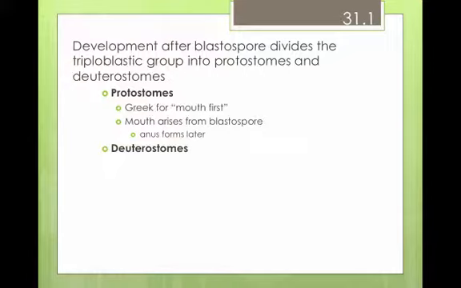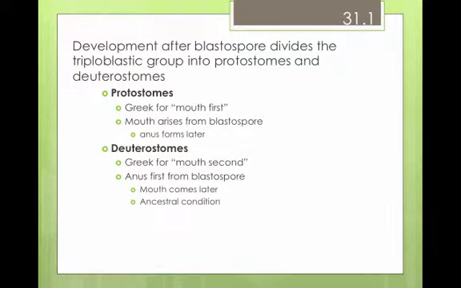And then we have deuterostomes, which means mouth second. And this is because the anus comes first from the blastopore, and then the mouth comes later. And this was the ancestral condition. So this is like what our ancestors used to have.